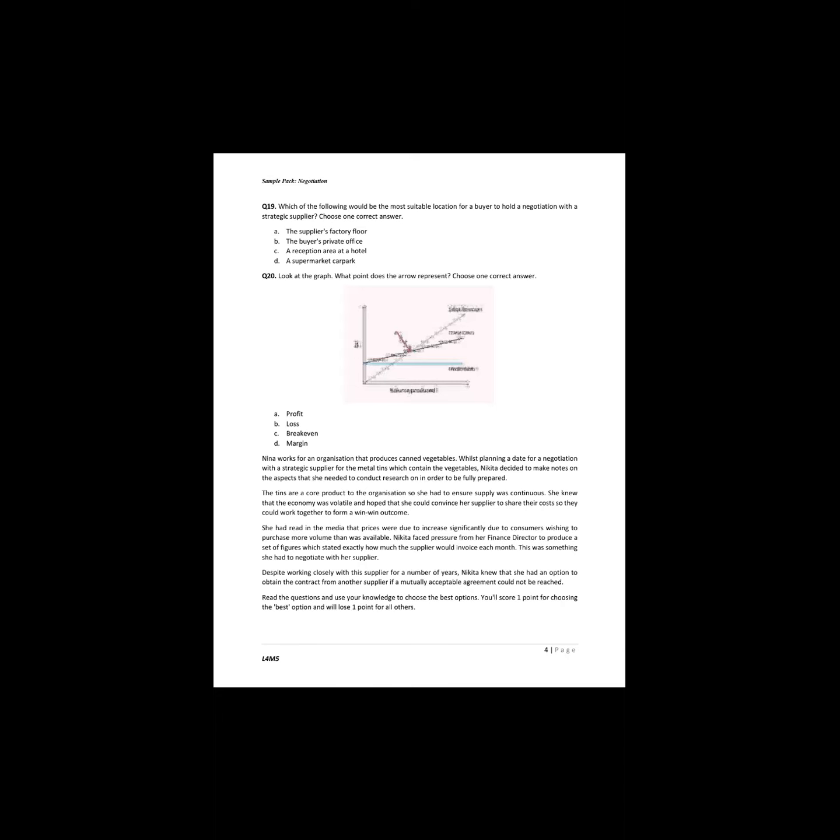This was something she had to negotiate with her supplier. Despite working closely with the supplier for a number of years, Nikita knew that she had an option to obtain the contract from another supplier if a mutually acceptable agreement could not be reached. So it means Nikita had a partner.